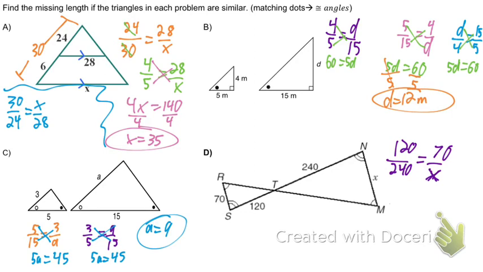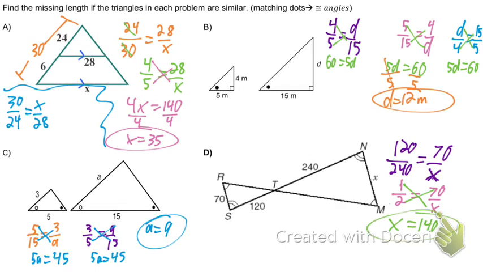Preston, could we simplify 120 over 240 before we multiply? Sierra says yes. What do they simplify to? 1 half. From here, we cross multiply. 1 times x is x. 2 times 70 is 140. So x is 140.